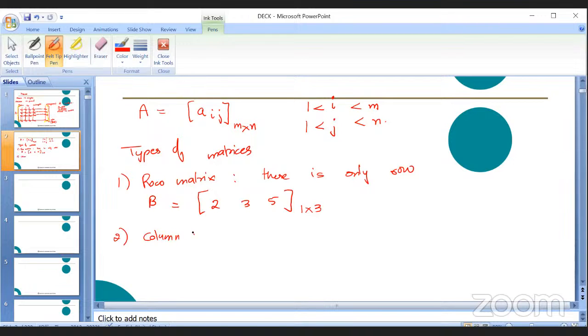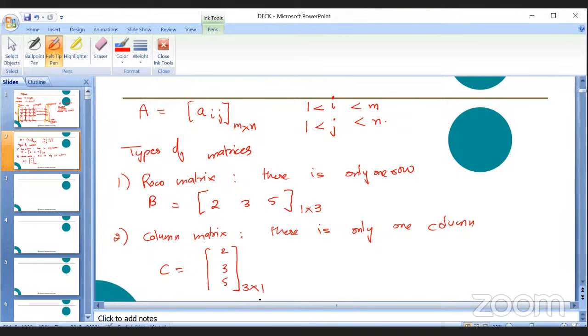Column matrix means there is only one column in the matrix. Here only one row, here only one column, nothing else. Like matrix C: 2, 3, 5, only one column. There are 3 rows but one column. So the order of the matrix is 3 by 1.